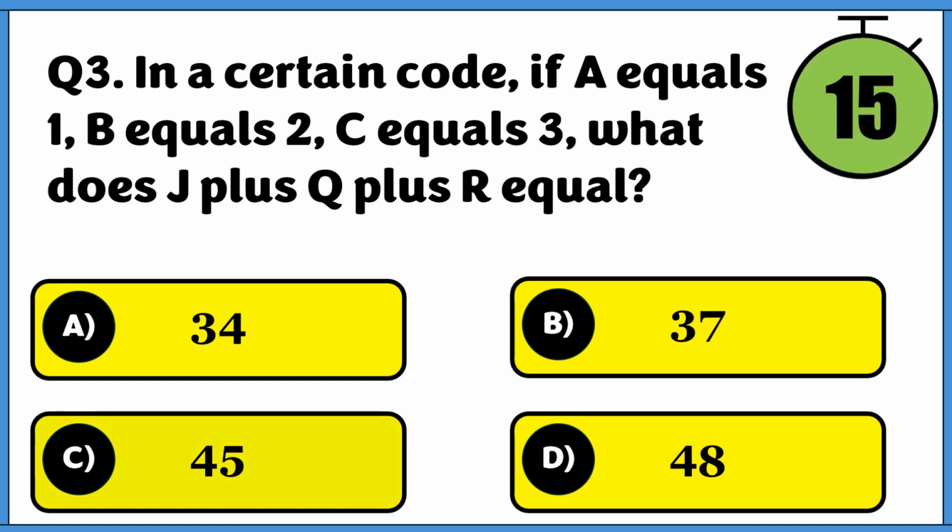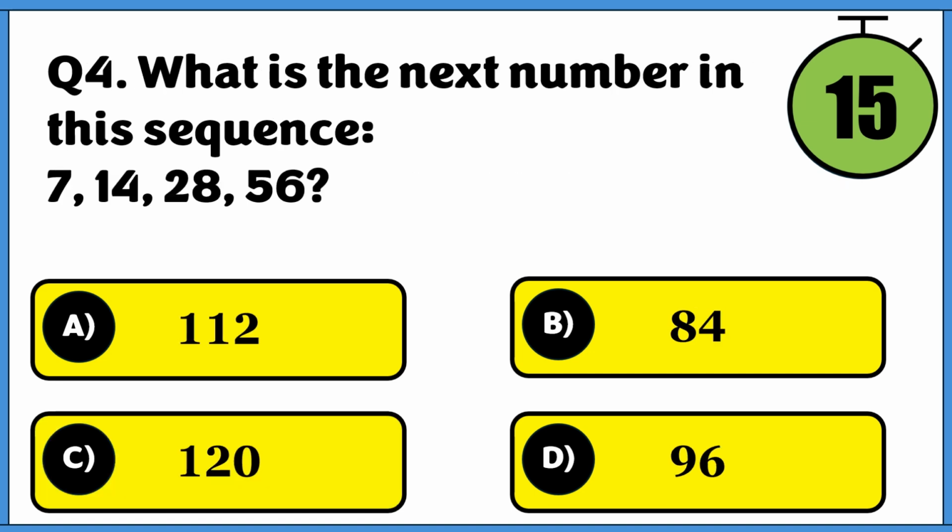The correct answer is C, 45. J is 10, Q is 17, and R is 18. Adding these gives us 45. Question 4. What is the next number in this sequence? 7, 14, 28, 56? Is it A, 112, B, 84, C, 120, or D, 96?